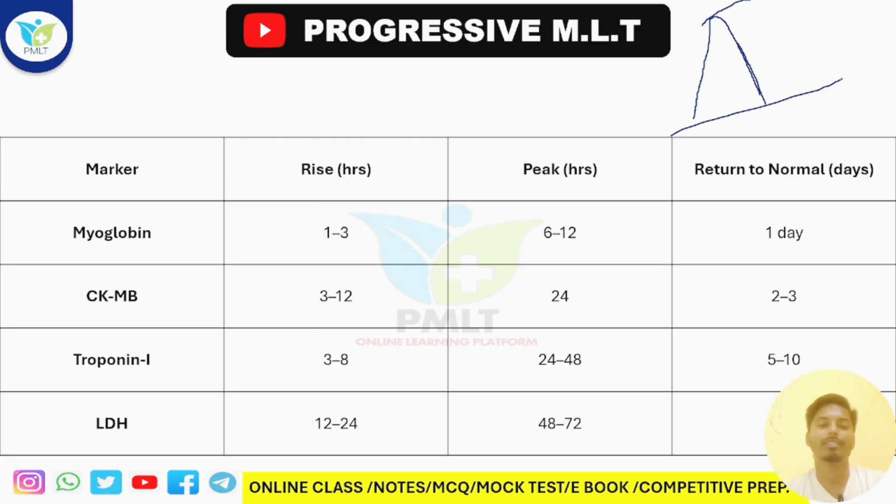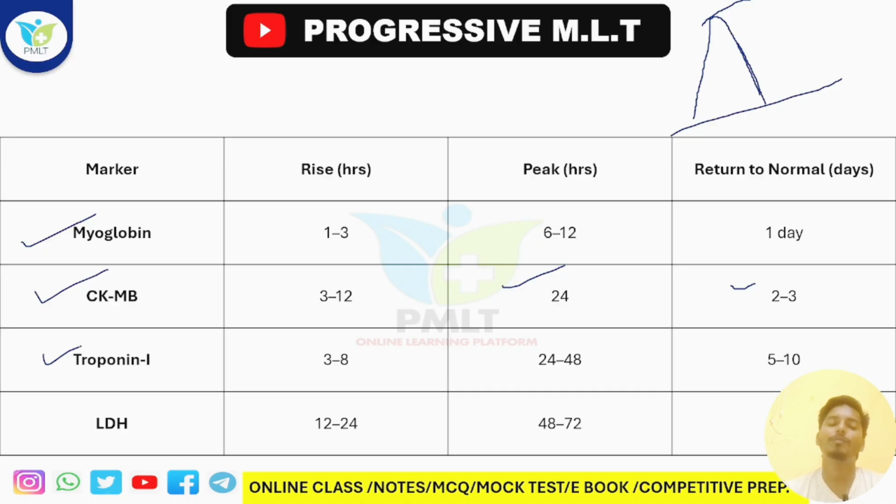Please keep in mind that myoglobin rises in 1 to 3 hours, peaks at 6 to 12 hours, and returns within 1 day. Second is CK-MB, which rises in 3 to 12 hours, peaks within 24 hours, and returns in 2 to 3 days. Troponin I rises within 3 to 8 hours, peaks at 24 to 48 hours, and returns in 5 to 10 days.